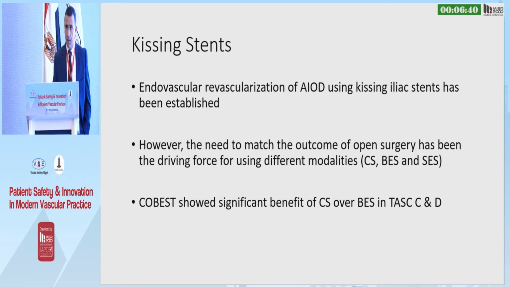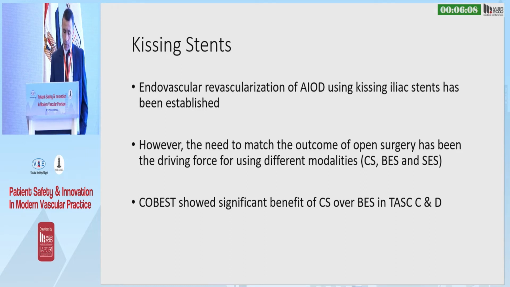Kissing stents have been used for a long time to revascularize aortoiliac occlusive disease. However, there was always an inferior outcome when compared to open surgery. And there have been lots of studies, lots of investigation in order to reach the optimal solution to get the best outcome.